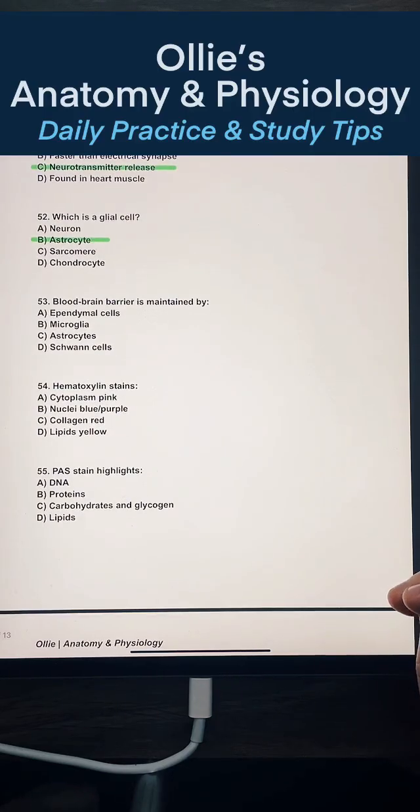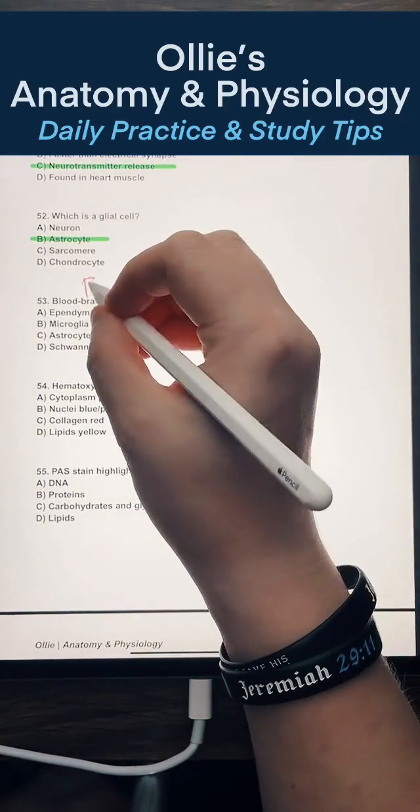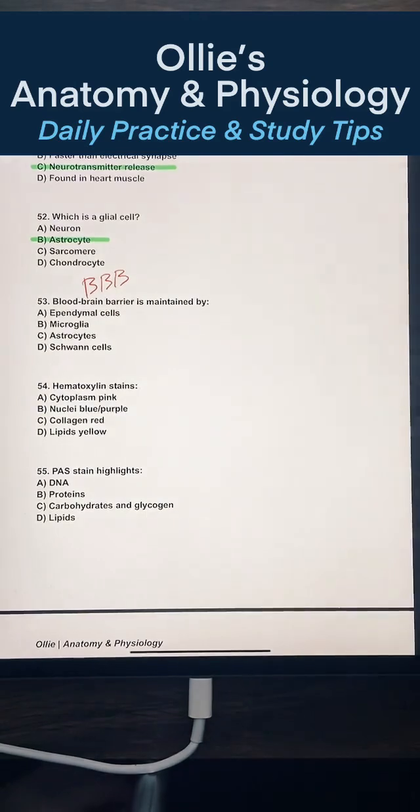Number 53, the blood-brain barrier is maintained by what? A, B, C, or D? What do you guys think? It's known as the BBB.